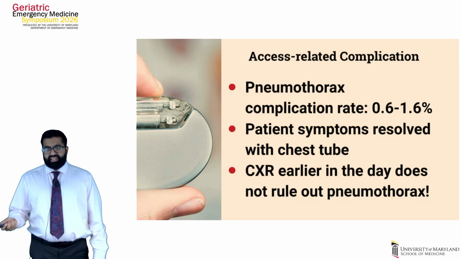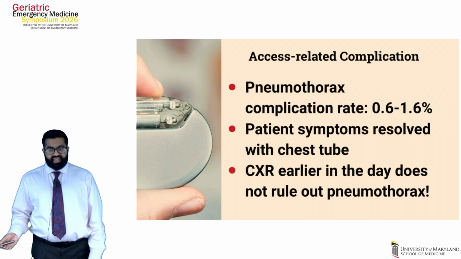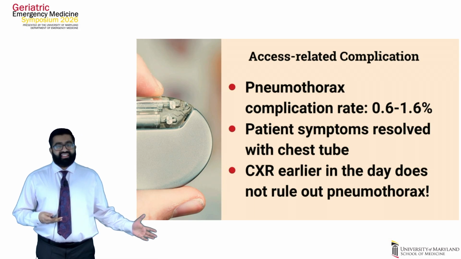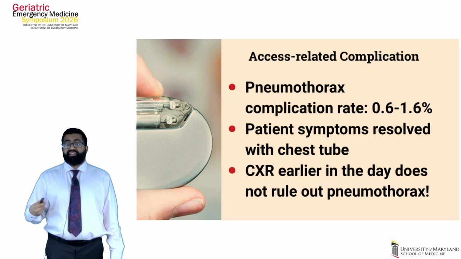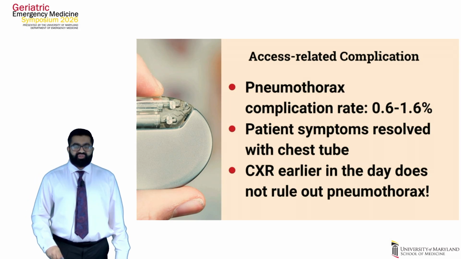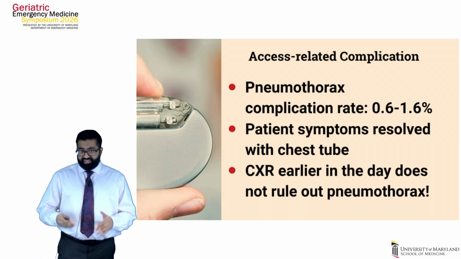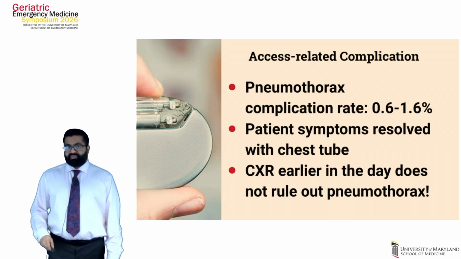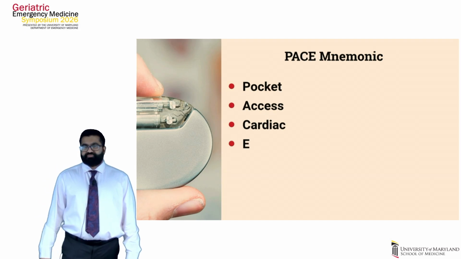Now, fortunately, the pneumothorax complication rate is a bit lower, 0.6 to 1.6%. And that was actually based on studies in the last decade. Now, with increasing use of fluoroscopy for access as well as ultrasound, this is even lower. Patient symptoms did resolve with chest tube placement, fortunately, but this is a reminder that just because a chest x-ray was obtained earlier in the day does not rule out your current patient's possibility of having a pneumothorax. So always follow up any pacer-related complaint with a chest x-ray.